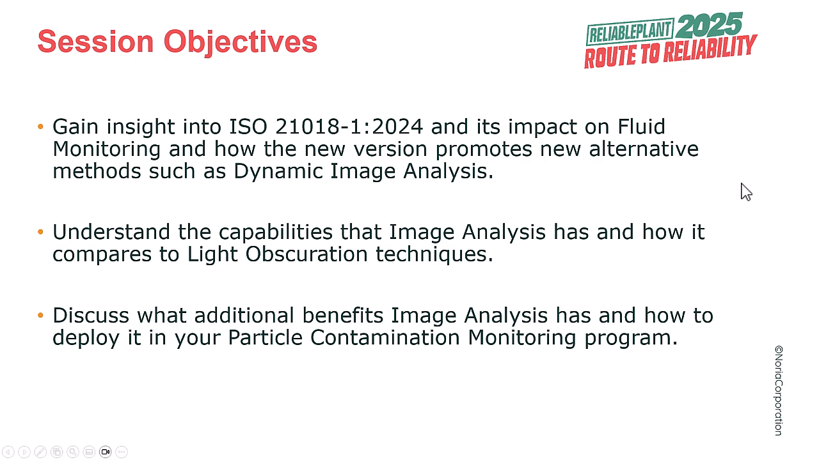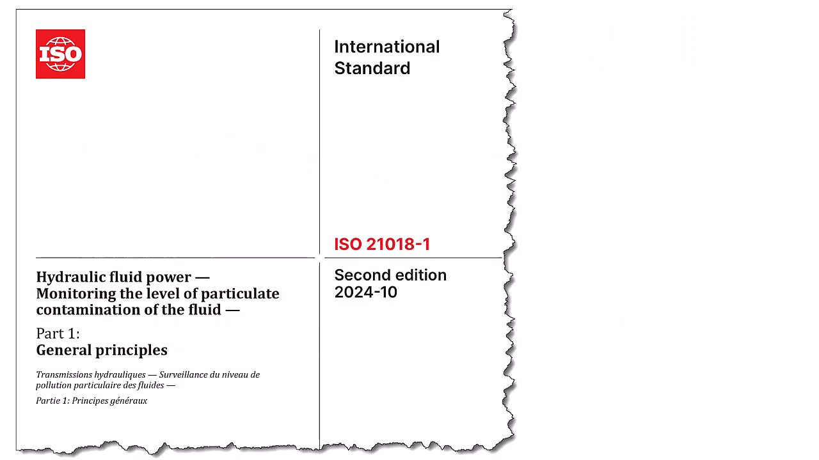So again, this is what we're going to be doing today. We're going to be going over fluid monitoring, particle contamination monitoring, and how dynamic image analysis plays a role in this, especially with the new ISO standard. We're going to talk a little bit about the ISO standard. We're also going to talk a little bit about how image analysis works and how the current well-known method of APC, automated particle counting, or light blockage works. In addition, we're going to talk more about what the term particle contamination monitoring means, which is quoted in the new ISO standard.